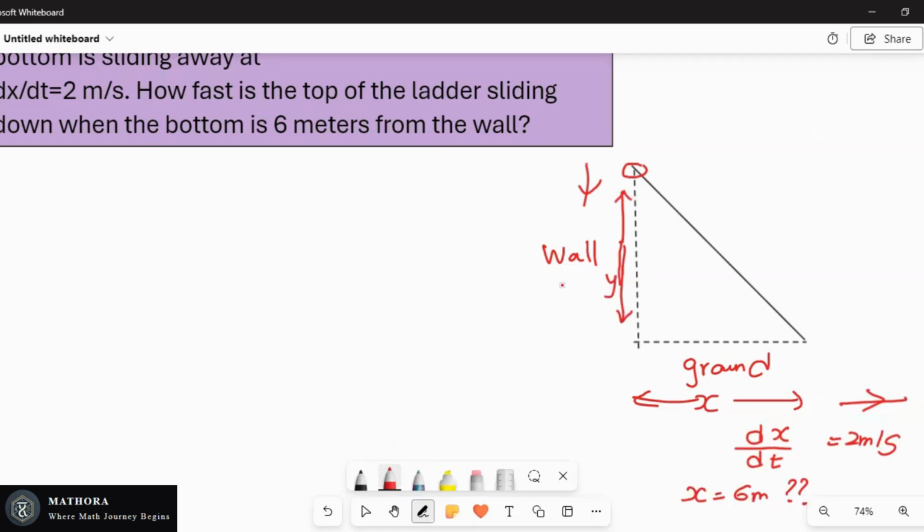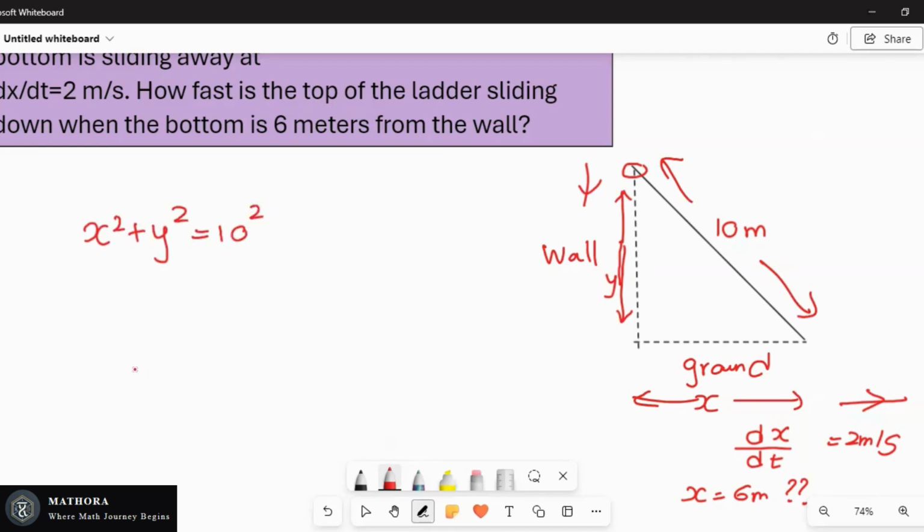Okay, now let's solve. So step 1, as we all know, this ladder is 10 meters long. Now we can see the Pythagoras theorem in this question. So we can write x to the power of 2 plus y to the power of 2 equals 10 to the power of 2.